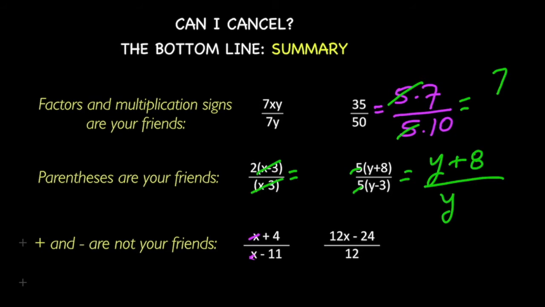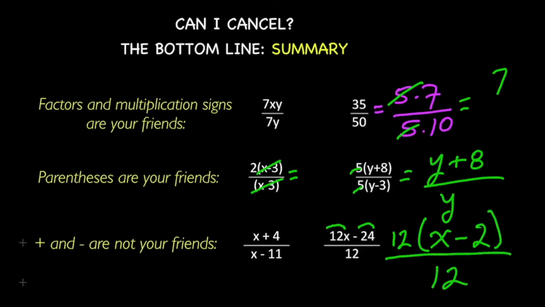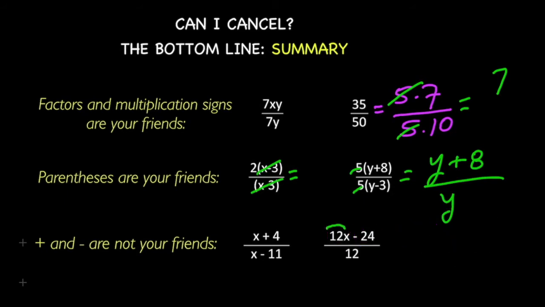Moving to the lower right expression, we have a minus sign. That means, as is, we are not allowed to cancel the 12s. However, what we do notice is that we can introduce a parenthesis. Namely, we recognize that 12x and 24 have a common factor, namely 12. We pull that out. We create a parenthesis situation. Before we go any further, we check our math. 12 times x is 12x, and 12 times negative 2 is minus 24. Therefore, we checked our math by distributing, and we did it correctly.